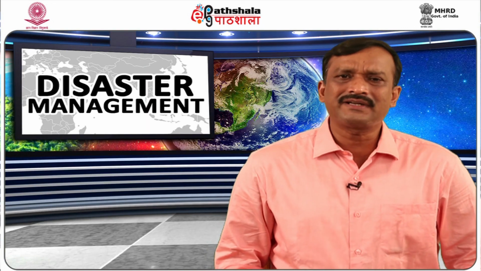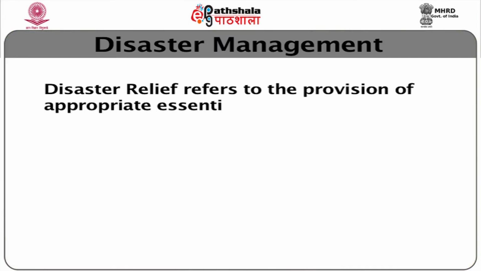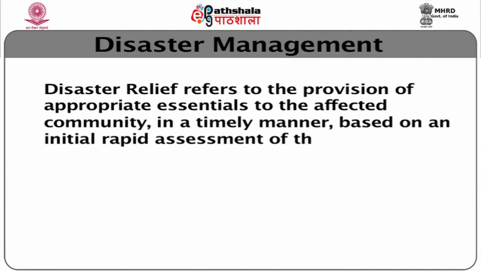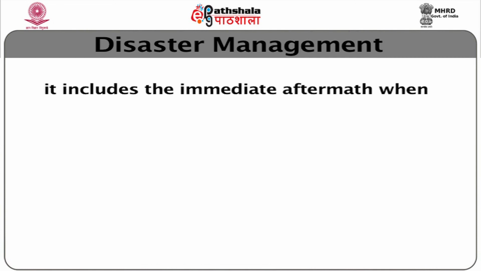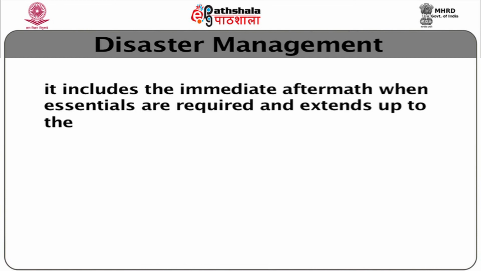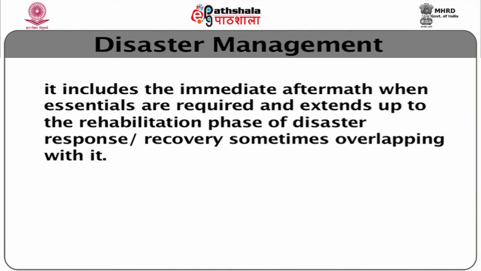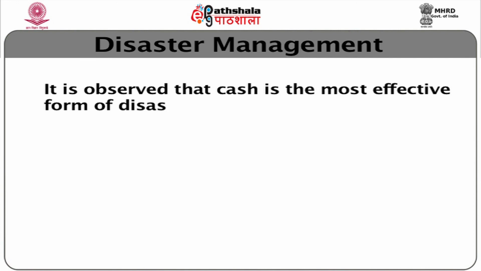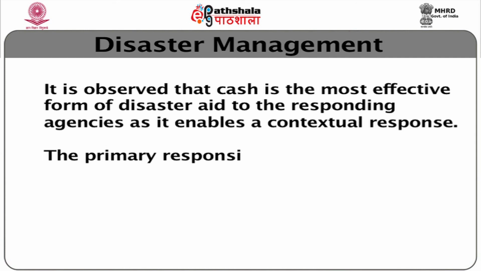So, at the end, let us summarize this module. Disaster relief refers to the provision of appropriate essentials to the affected community in a timely manner based on an initial rapid assessment of the immediate requirements in the post-disaster phase. It includes the immediate aftermath when essentials are required and extends up to the rehabilitation phase of disaster response recovery, sometimes overlapping with it. It is observed that cash is the most effective form of disaster aid to the responding agencies as it enables a contextual response.